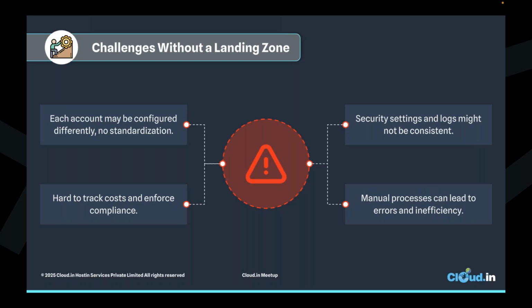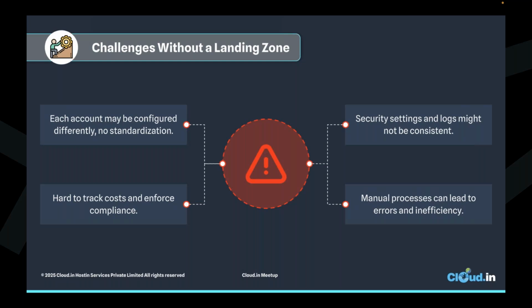Next is that it is hard to track cost and enforce compliance. When accounts are not standardized, it becomes difficult to monitor spending and assign costs correctly to different teams or projects. Compliance is also harder to maintain because security and governance rules aren't applied uniformly. So this can be one of the major costs of not having a landing zone.